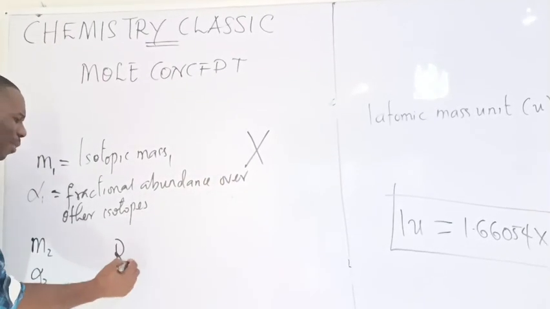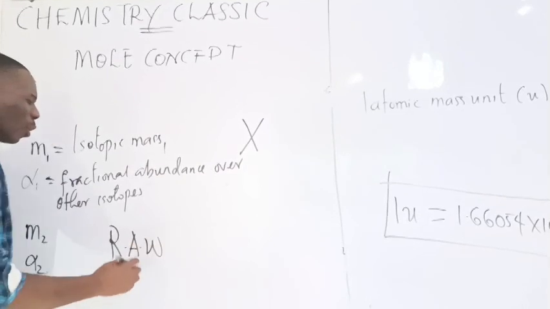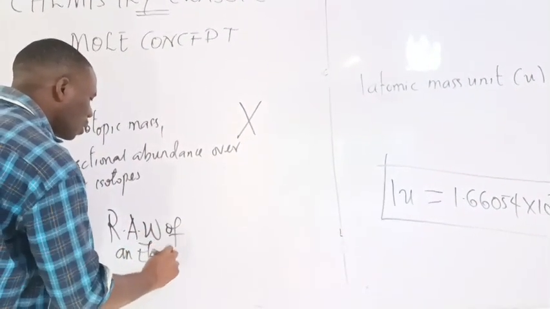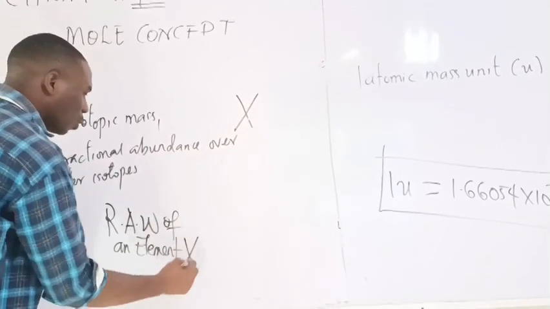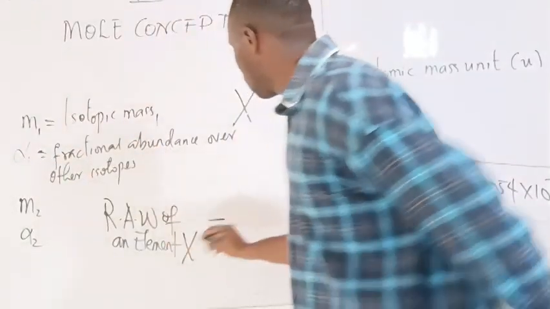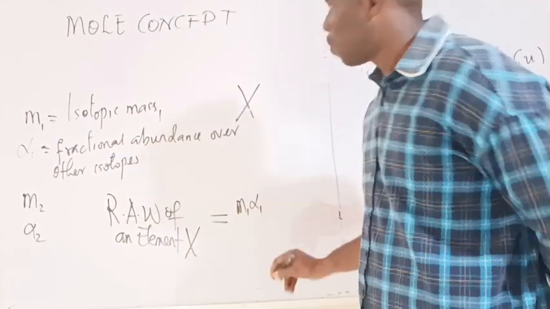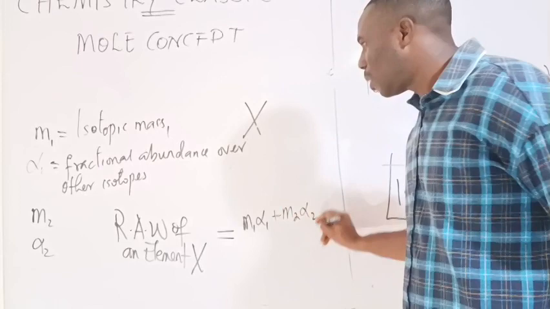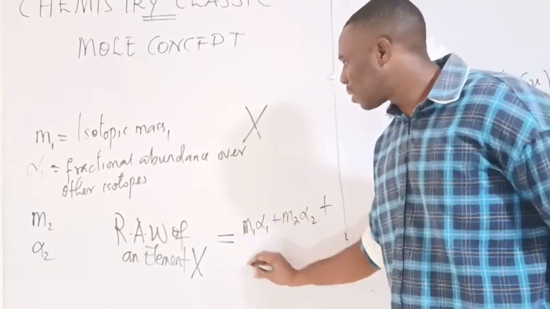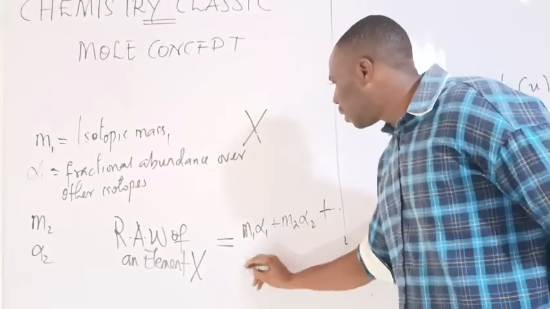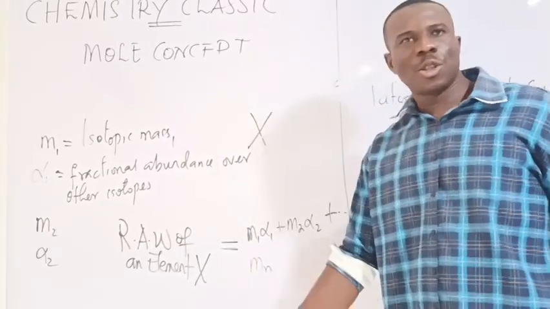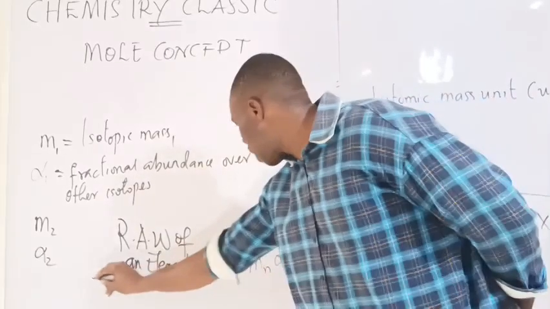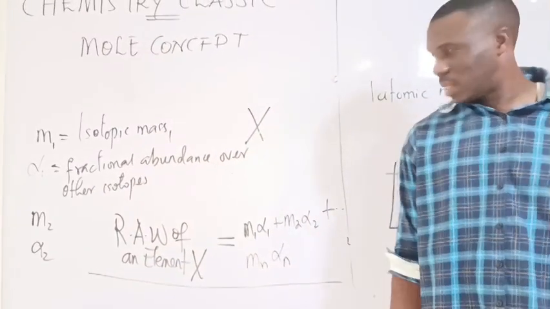So the relative atomic weight of an element, say for instance this element X, must be M1 times alpha 1, plus M2 times alpha 2, and I'll keep multiplying until I get to the last isotopic mass of that element times its fractional abundance. This is how we find the relative atomic weight of an element.